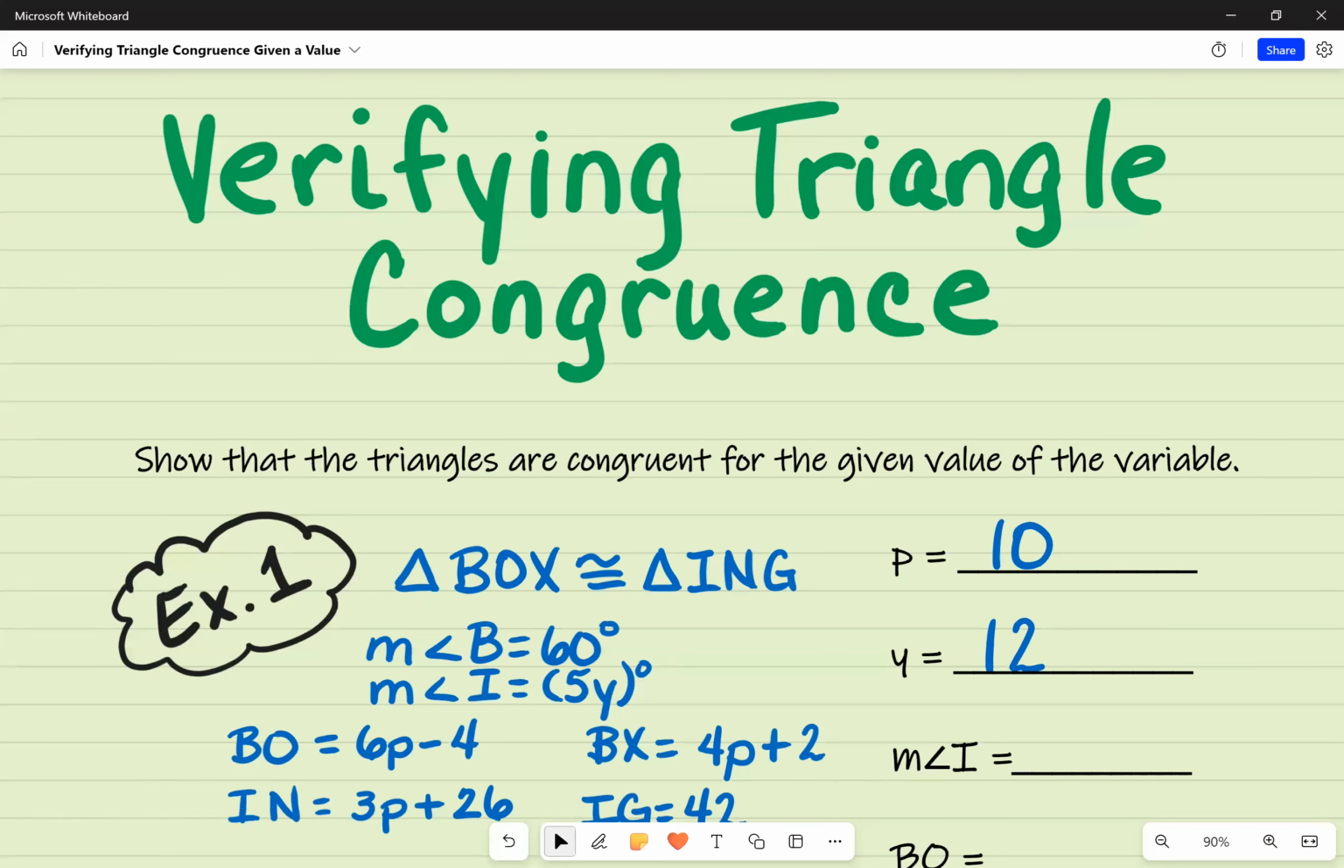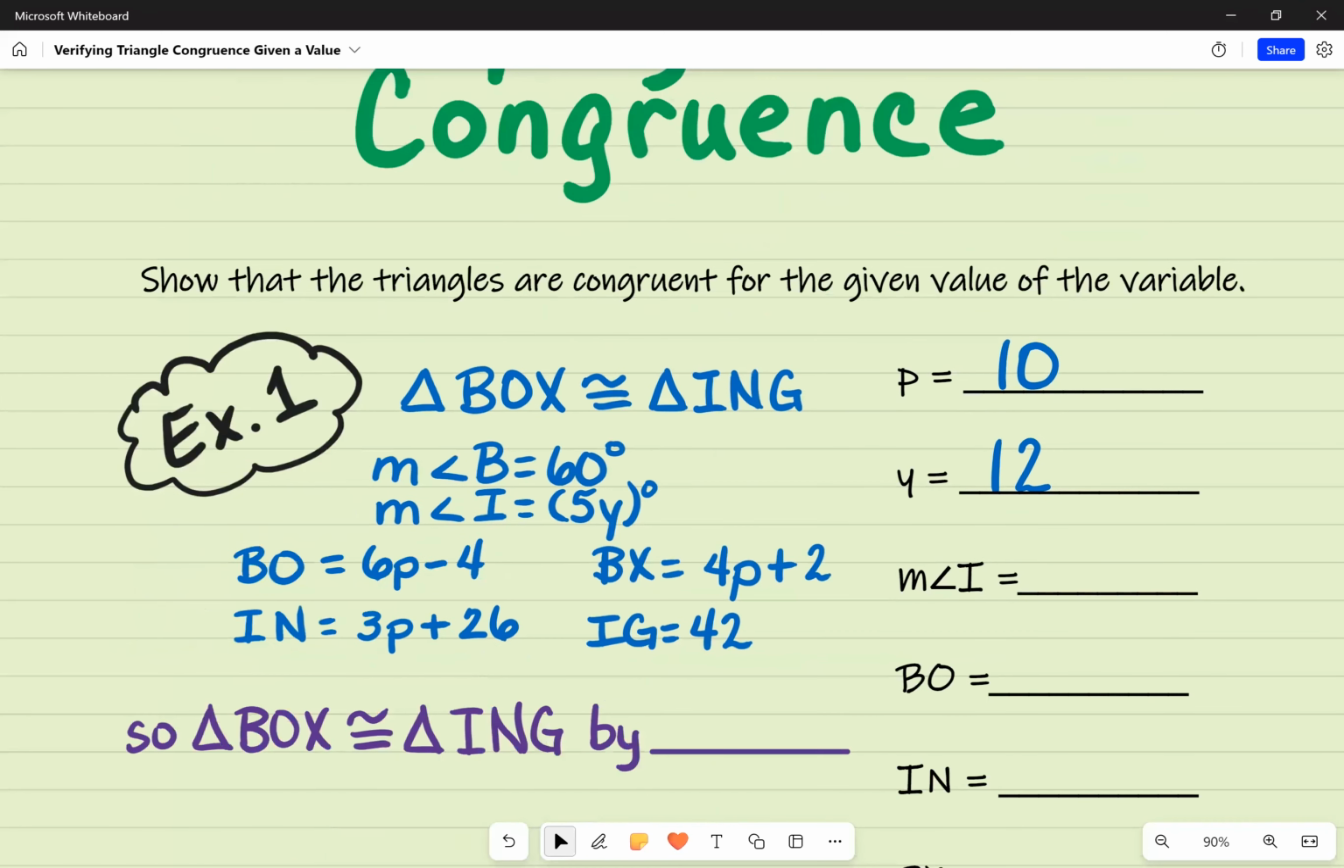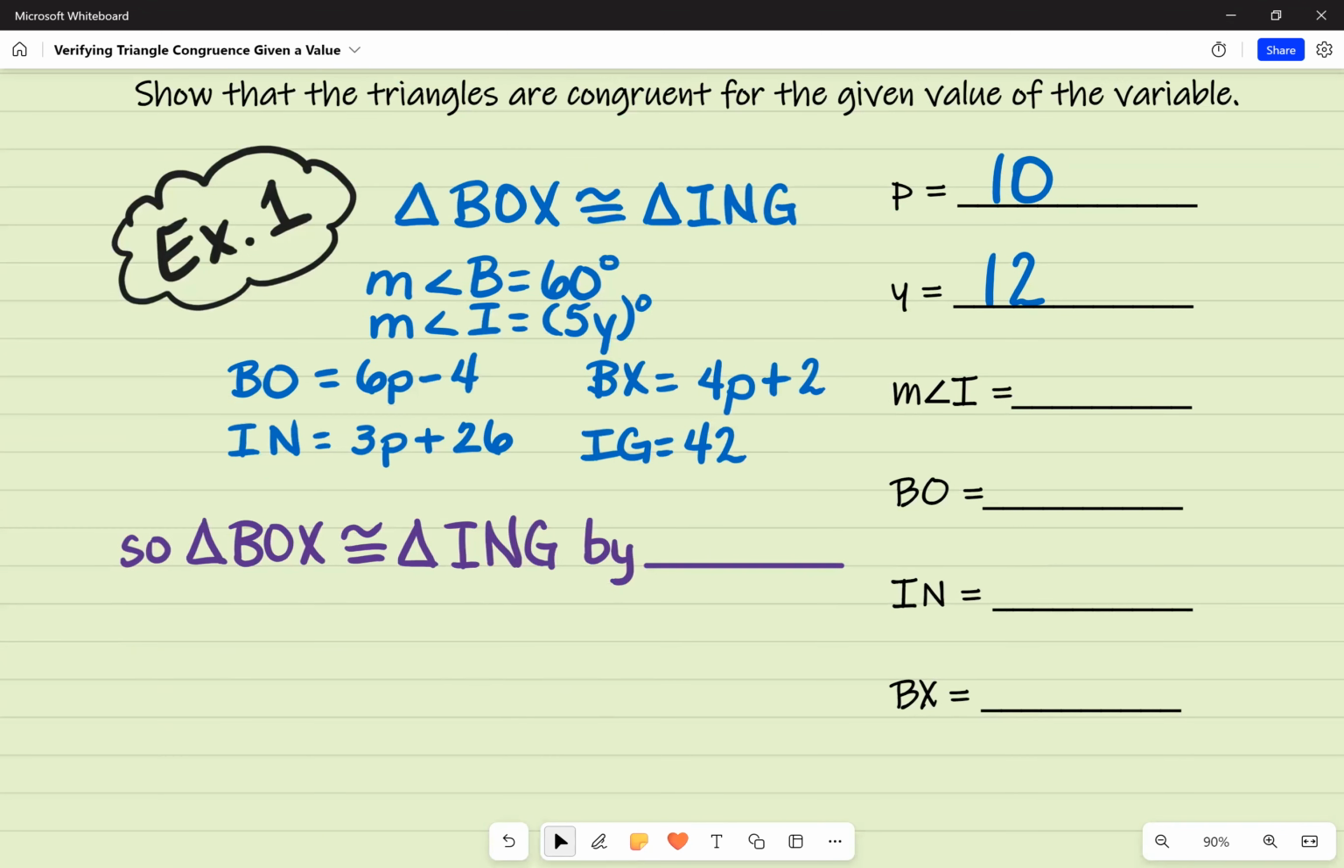This video will discuss how to verify triangle congruence when given a value of a variable. For example 1, I see that the variable p is given as 10 and the variable y is given as 12. I also have a congruency statement that's shown here, triangle BOX is congruent to triangle ING.